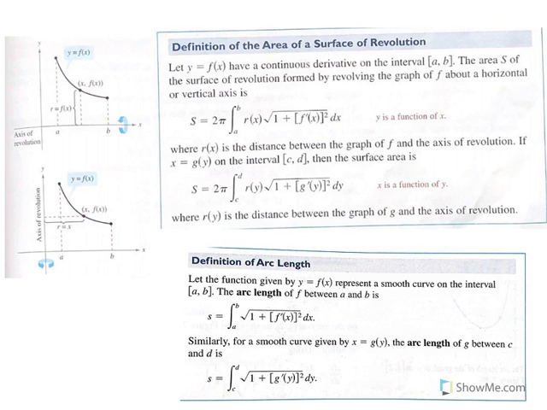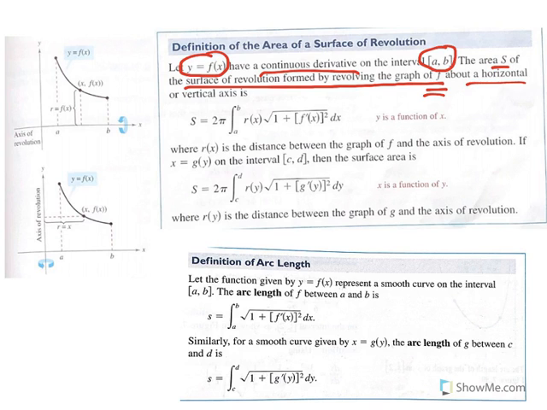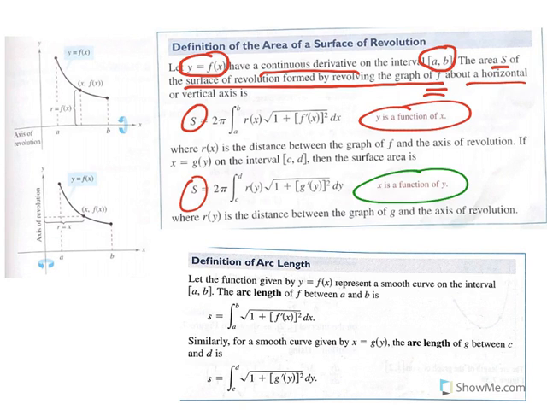So now we take a look at the definition of the area of a surface of revolution. Let y equal f of x have a continuous derivative on the closed interval from a to b. The area S of the surface of revolution formed by revolving the graph of f about a horizontal or vertical axis is given by this. If you have y as a function of x, you have the first formula, or if you have x as a function of y, then you have the second formula.